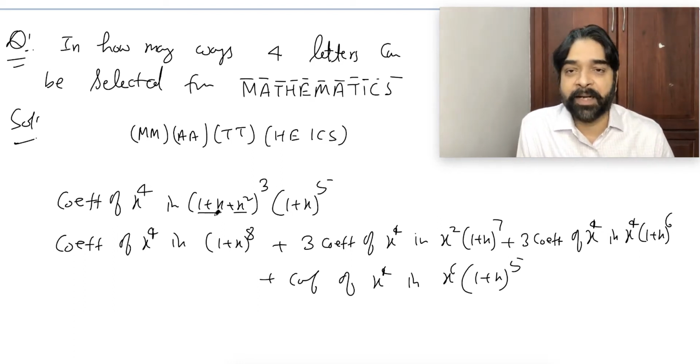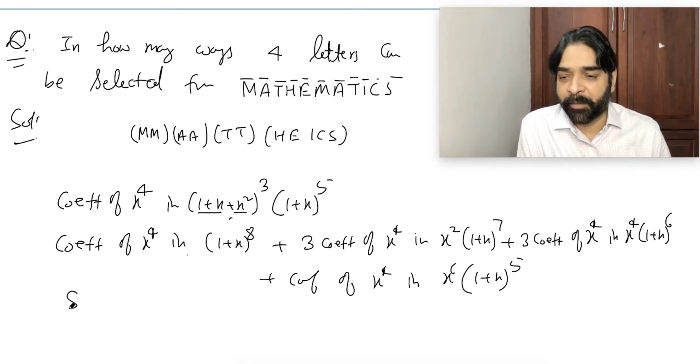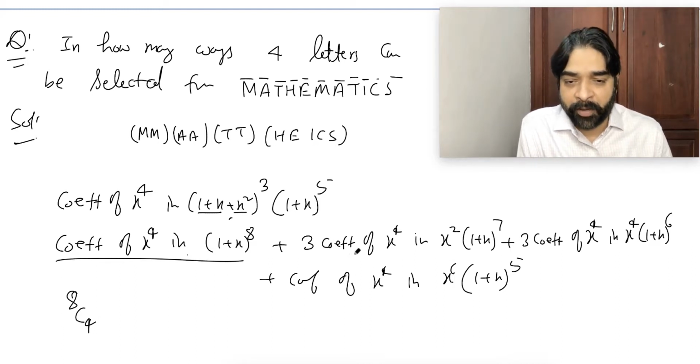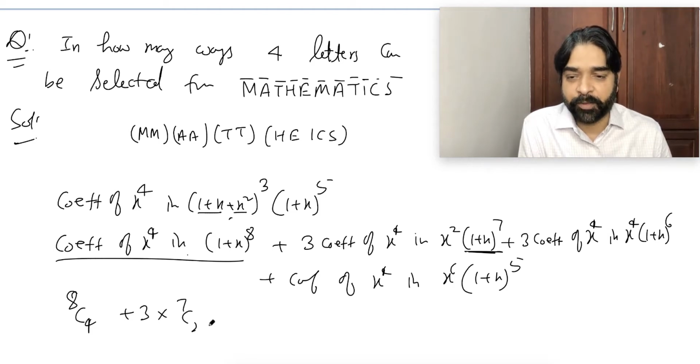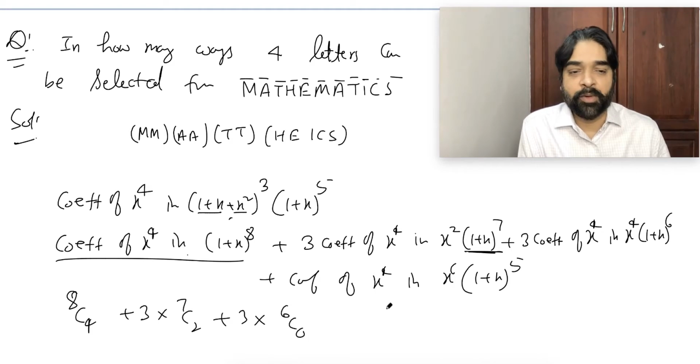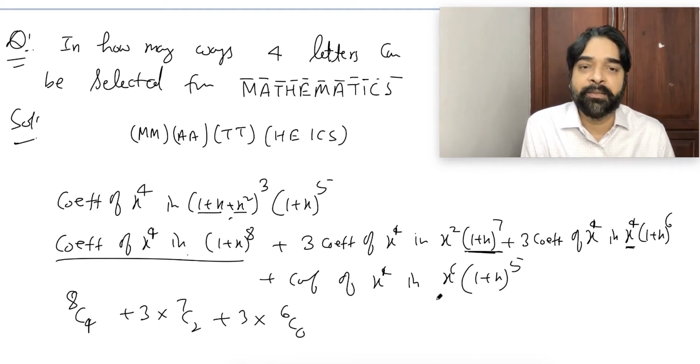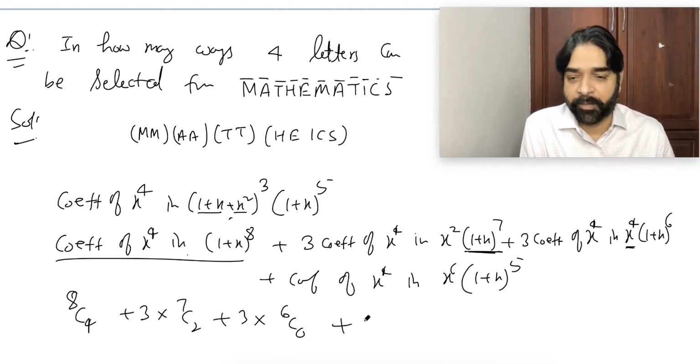This I expanded by using (a plus b) whole cube, and this I multiplied. Here it will become 8C4. Now here, coefficient of x power 4 in this means coefficient of x power 2 in this. Yes or no? So plus 3 into 7C2, plus 3 into 6C0. Why? Because x power 4 is already there. And here there is no term, so plus 0.